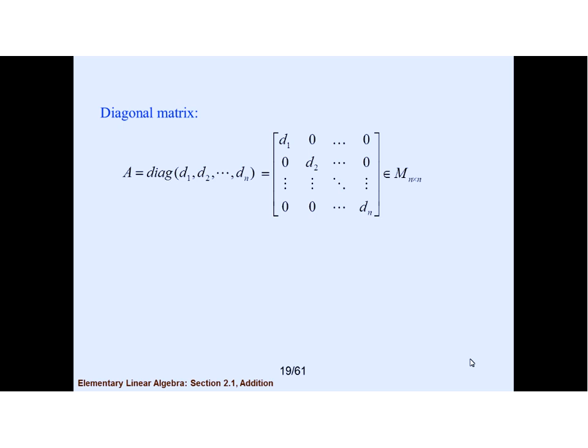A square matrix is one where m is equal to n. If we have the diagonal elements and the rest of the part is 0, it is called the diagonal matrix.